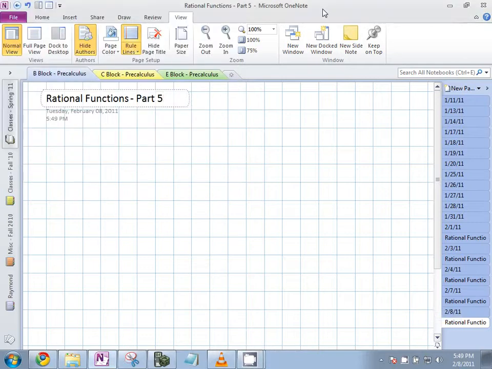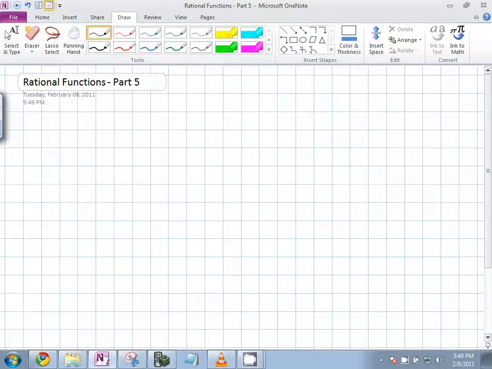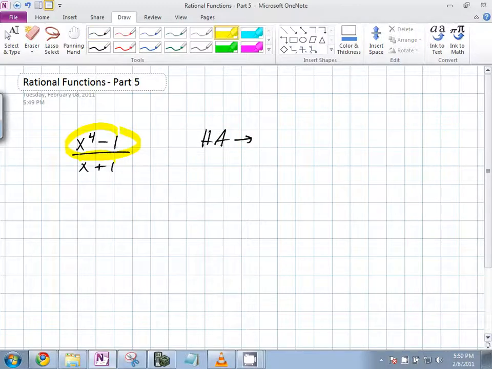So let's do some polynomial long division on a stranger looking division. Let's say I had x to the fourth minus 1 and I wanted to divide it by x plus 1 for some reason. Well, first of all, does this have any horizontal asymptotes? Well, the degree of the top is 4 and the degree of the bottom is 1. In this case, it does not have any horizontal asymptotes because we would need the degrees to be equal or the degree on top to be less than the degree on the bottom.